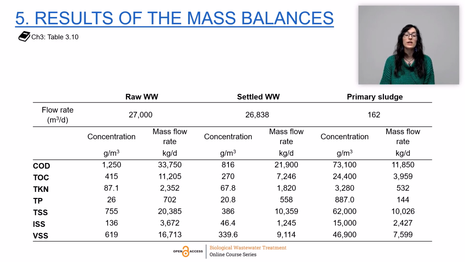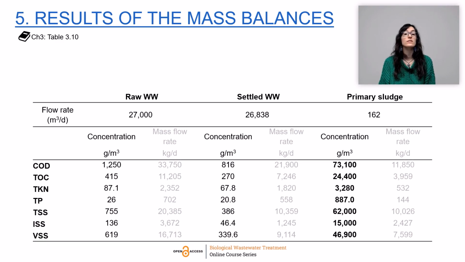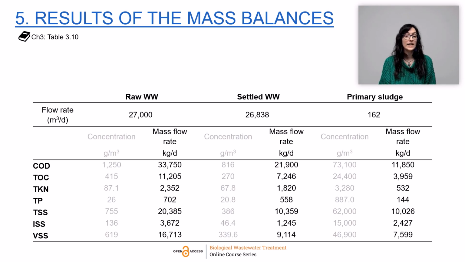And here there are some things that we can extract from the results. First of all, the primary sludge stream has a much lower flow rate than the raw and the settled wastewater. On the other hand, the concentrations of this primary sludge stream are much higher than the other two streams, since the primary sludge is mainly constituted by settled solids. In the end, if we look at the mass flow rates that are calculated as the product of the flow and the concentrations, we can see that they are in the same order of magnitude for the three streams.